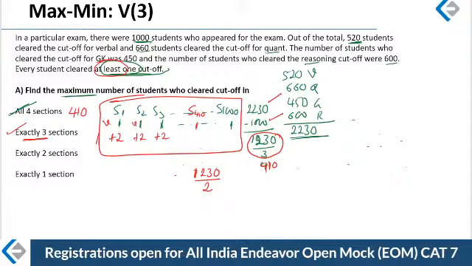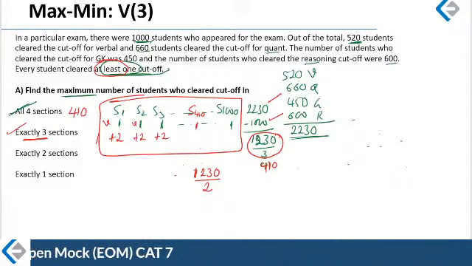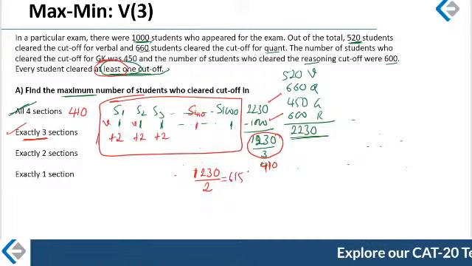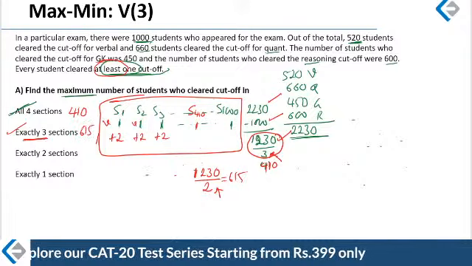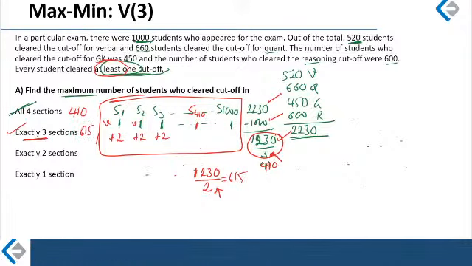Therefore, 1230 divided by 2, which will become 615. Same 1230 you get, but instead of dividing by 3, this time you will divide by 2, because 2 more you should give. One is already given, 2 more you should give. Which becomes 615 here. Next question, exactly 2.